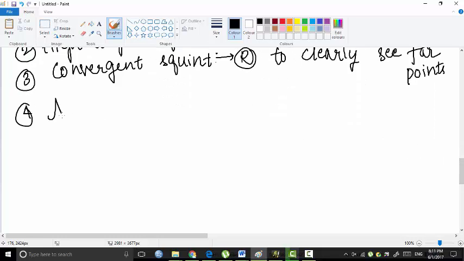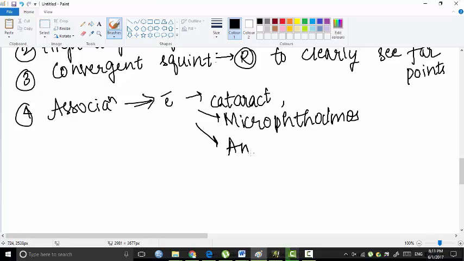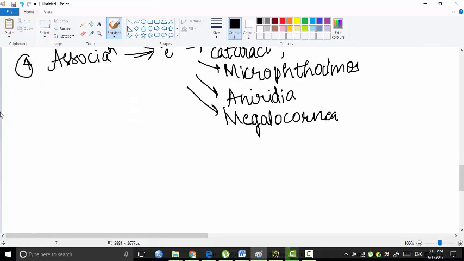And the fourth type is association. The fourth feature is association with cataract or microphthalmos, small eyes, or there may be association with aniridia or megalocornea, that is, a bigger cornea. All these associations may be seen. And what is surely done? Early correction is to be done.